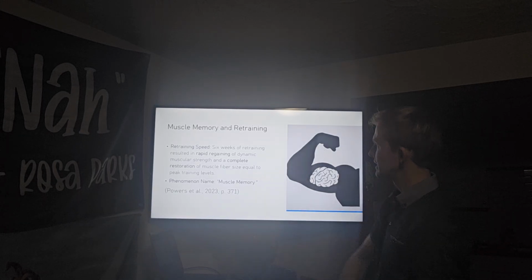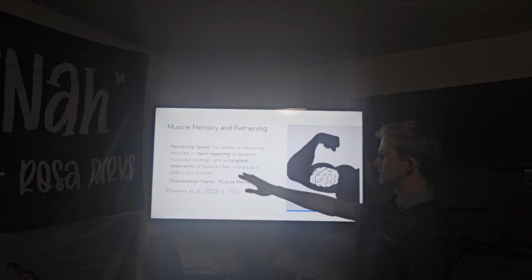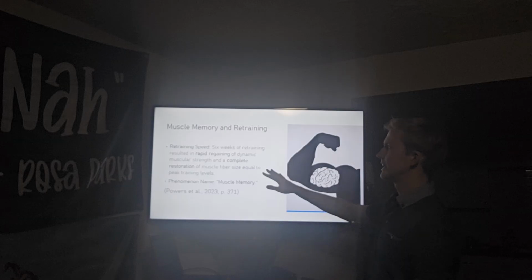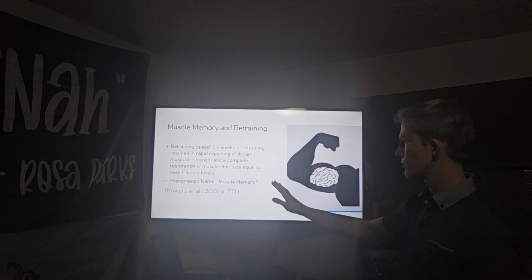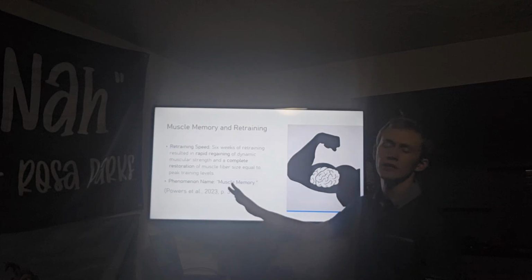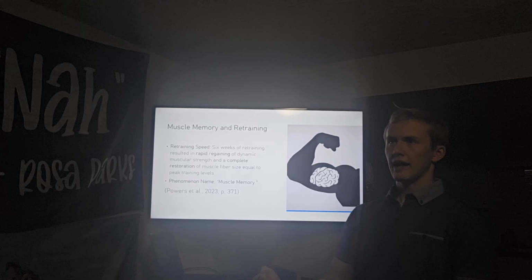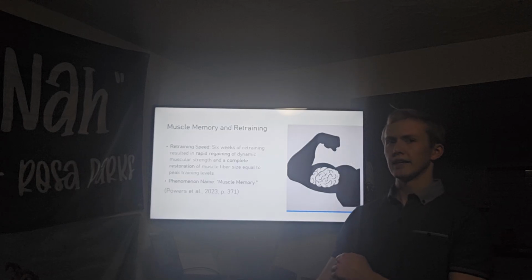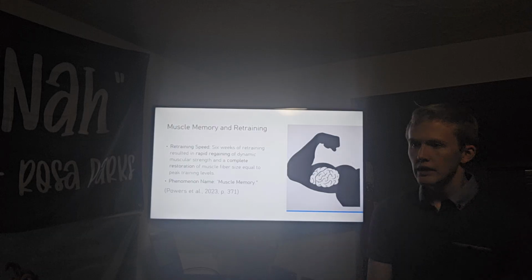So this is saying right here that the retraining speed is 6 weeks of retraining resulted in rapid regaining of dynamic muscular strength and a complete restoration of muscle fiber size equal to the peak training levels. So if you were to have huge muscles and then lose them, you'd be able to gain them a lot faster than you did originally.